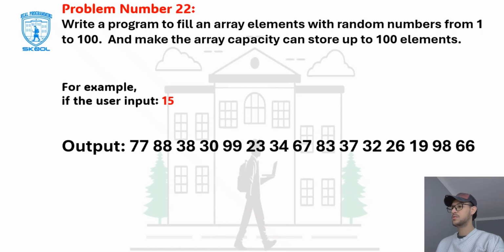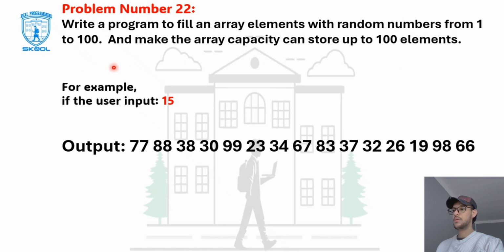Today we're going to have problem number 22. Write a program to fill an array elements with random numbers from 1 to 100. We want to write a program to fill an array elements with random numbers, alright? So we'll use that function. It's called GenerateRandomNumber from 1 to 100.